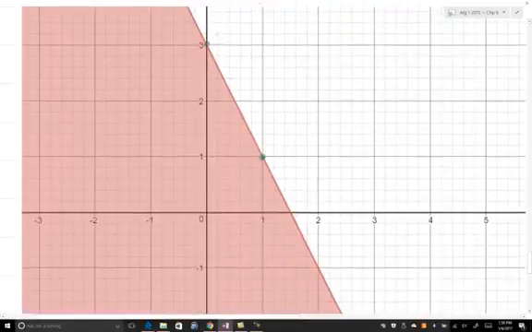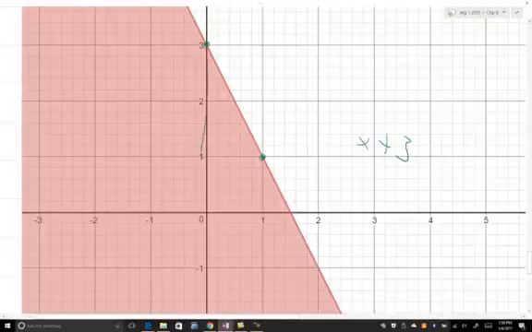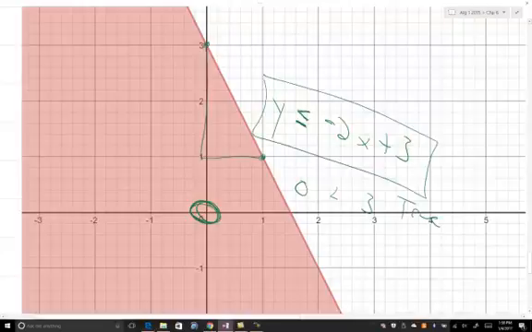Alright, this time we start with that positive 3 as the y-intercept. The slope is now down 2 and over 1. This time the point that we're testing is true. So we're comparing 0 and 3. And we want a true statement. 0 is less than 3. And my line is solid, so I'll make it less than or equal to.